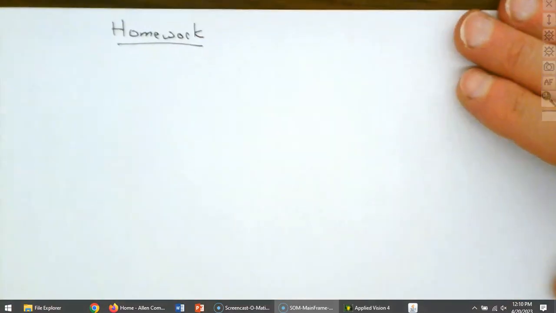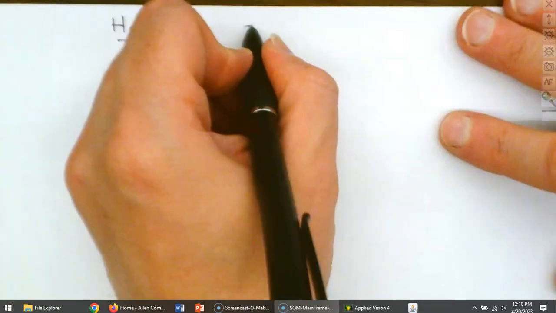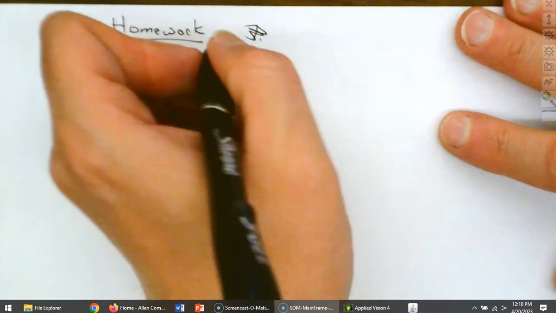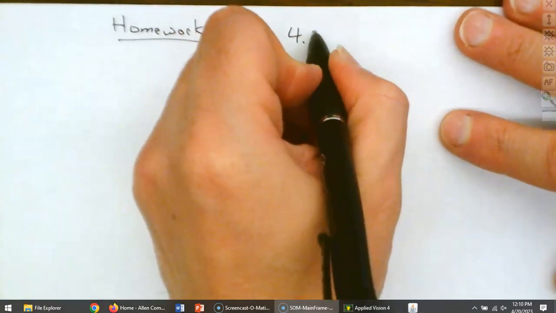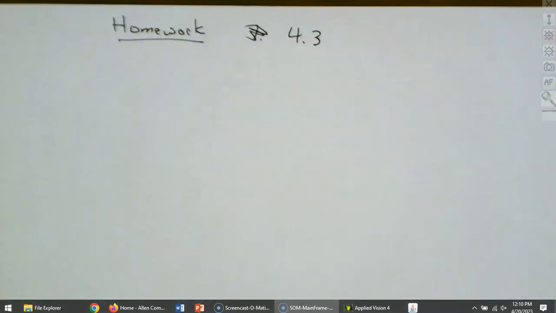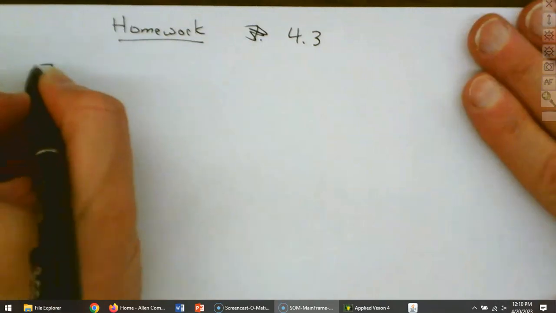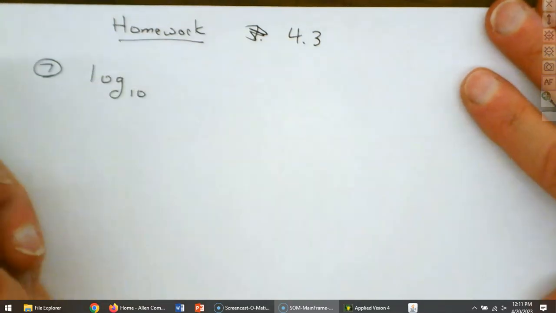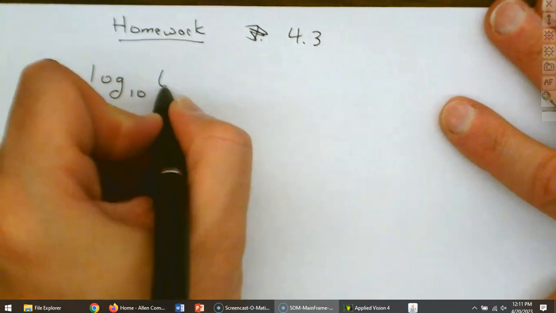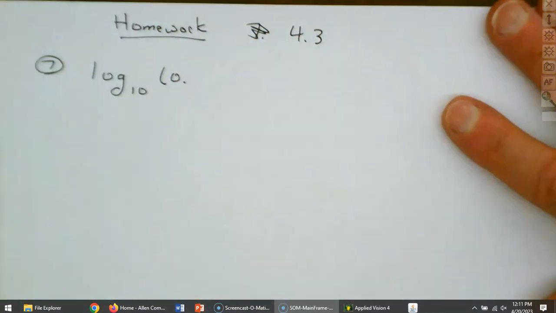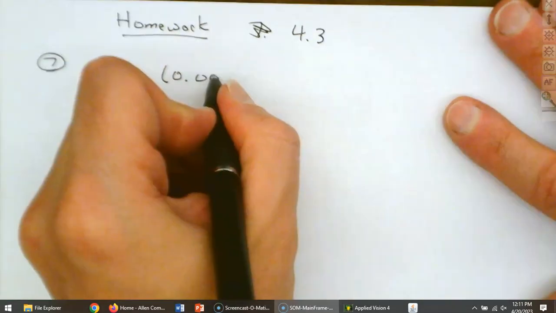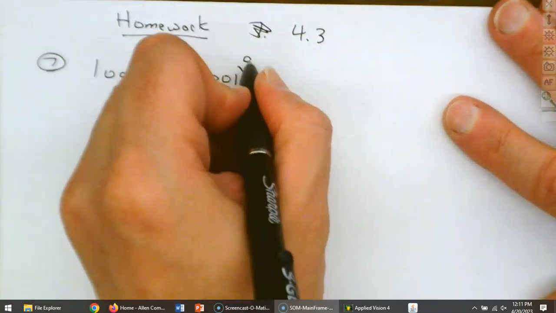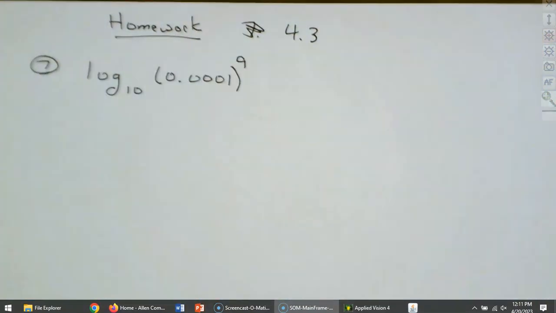So we're going to look at our homework questions here. This is 4-3, intermediate algebra, and we are going to be looking at question 7. It says, use the properties of logarithms to evaluate this expression. So we have log base 10 of 0.000000001, which is 10 to the 9th power. Okay, now, what do we need to do?